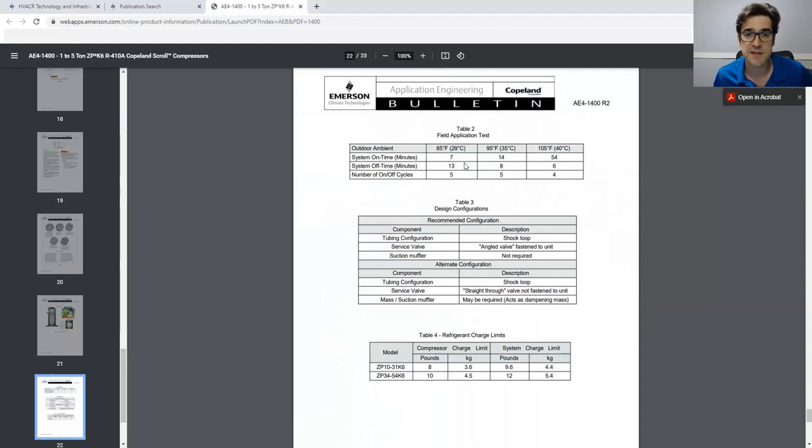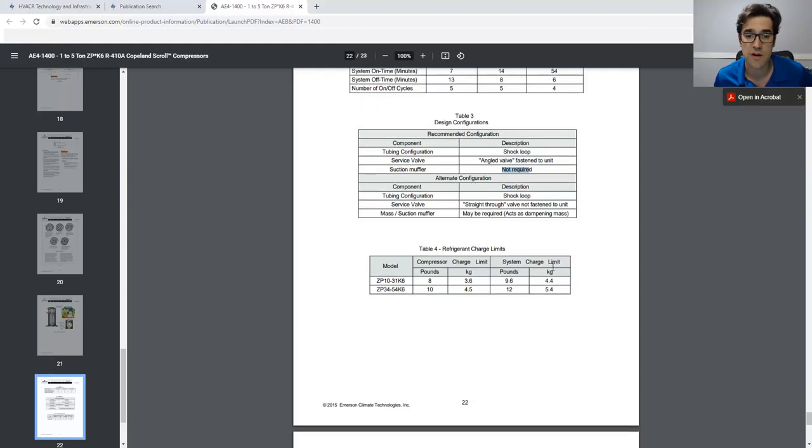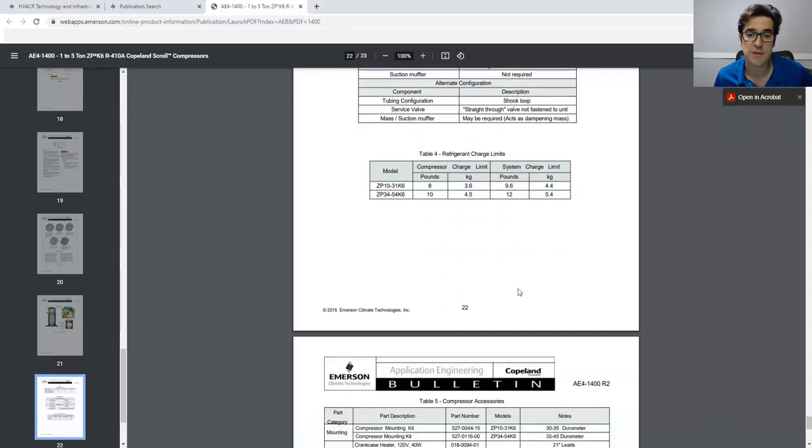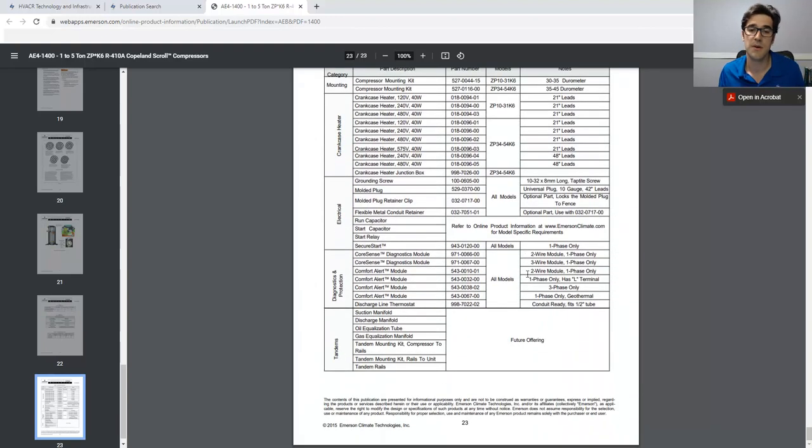Field application, system on time, system off time. So it tells you a number of cycles. So this is the kind of idea of the way we would like to run it for OEMs when designing, you know, tubing configuration. Have a shock loop in there. Angle valve fastened to unit. Suction muffler not required. And here are refrigerant charge limits. So if you need an accumulator, here are the different charge limits. You may have to add an accumulator. And then here are all the parts.